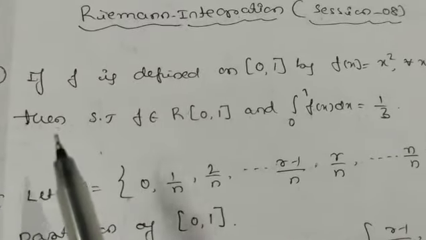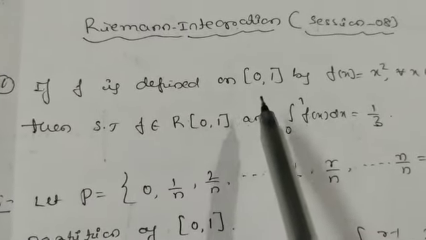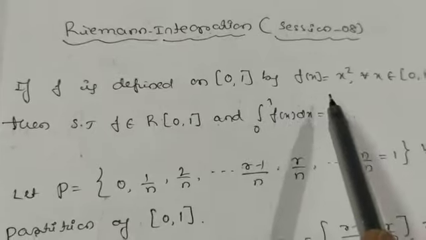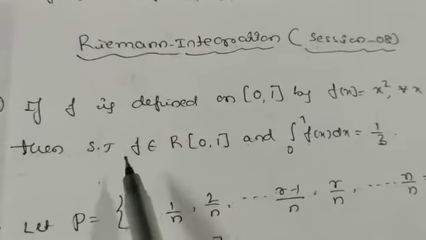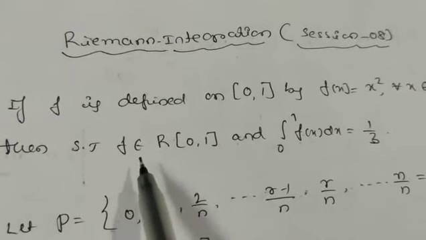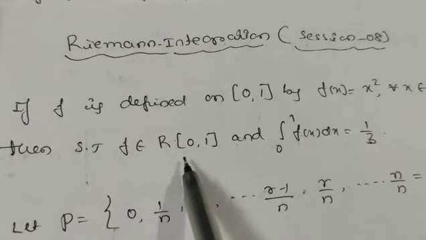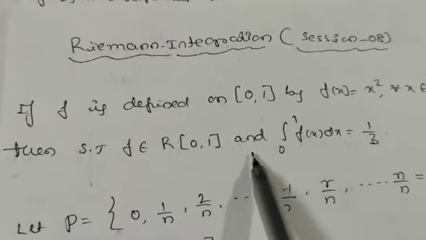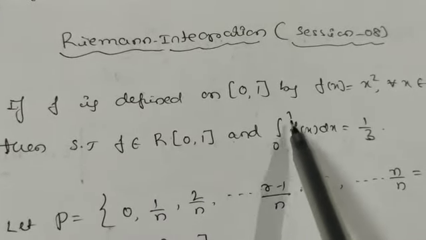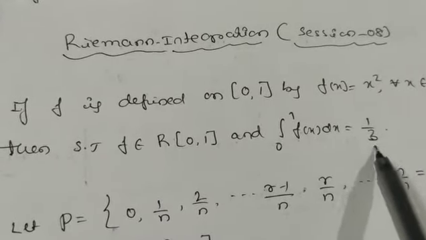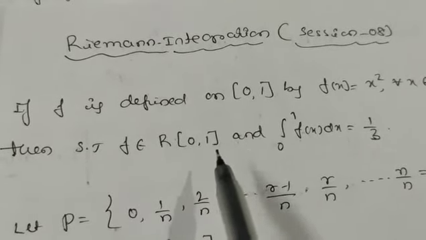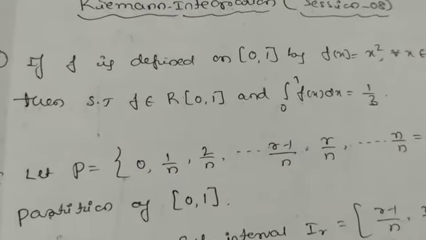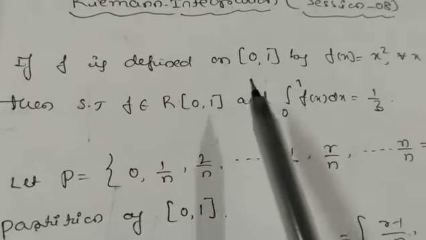Let us take one example. If f is defined on the closed interval [0, 1] by f(x) = x² for all x belonging to [0, 1], then show that f belongs to R, that is, f is Riemann integrable over the interval [0, 1], and the integral from 0 to 1 of f(x) dx is equal to 1/3. So first you have to show that f(x) is R-integrable, and after that you have to find its integration. Let us take the partition P here.